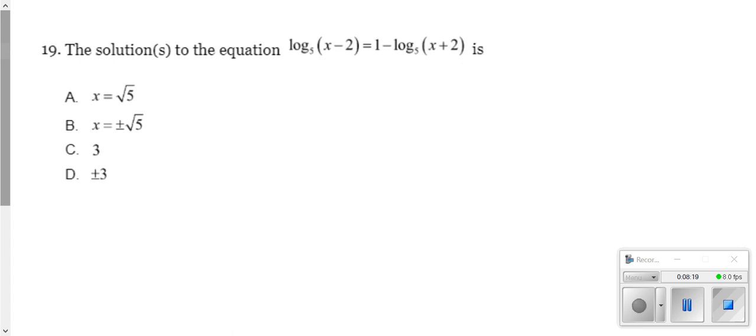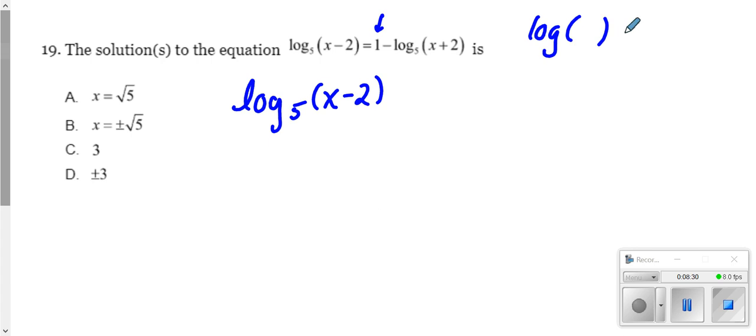All right, this problem, we are going to put the logs on the same side of the equation so we can make use of log properties. I wouldn't have to do that except for this 1 being there, right? If it just was log of something equals log of something, then I would say the somethings have to be equal. But the fact of that 1 being there is preventing me from doing that.